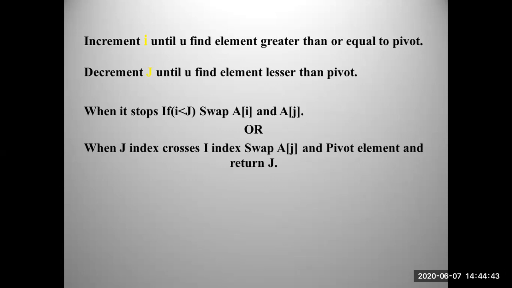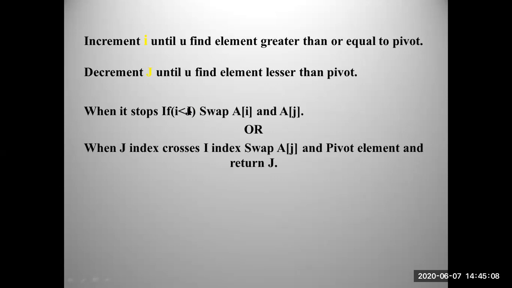After doing that, you stop and check the index of your I and J. If your I index is less than your J index, then you swap A of I with A of J. Or if your J index crosses your I index, whenever this becomes false, what exactly you need to do is partition.